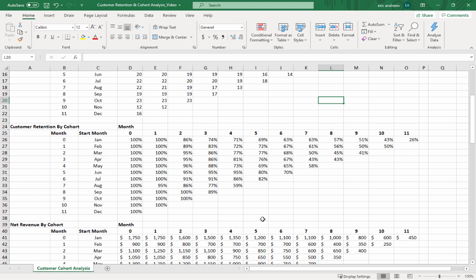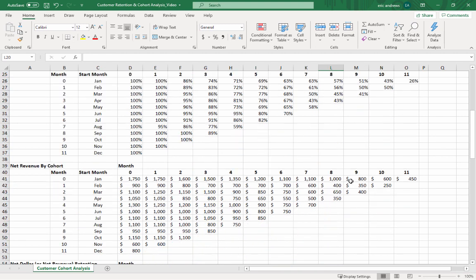So this is a customer retention table. This is what a lot of the VCs are after and people running businesses are monitoring closely. But what about financial data?